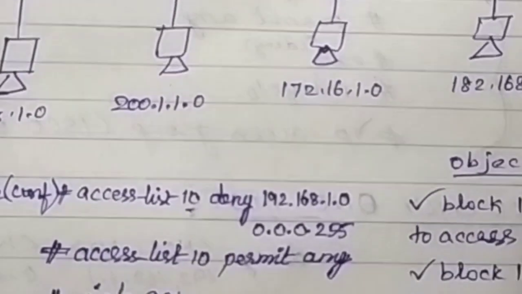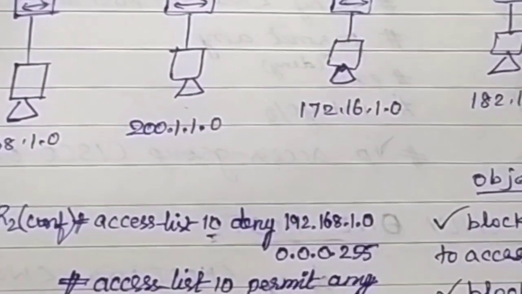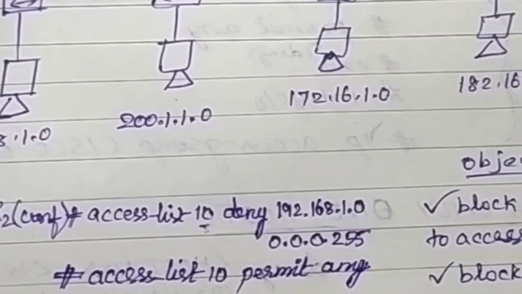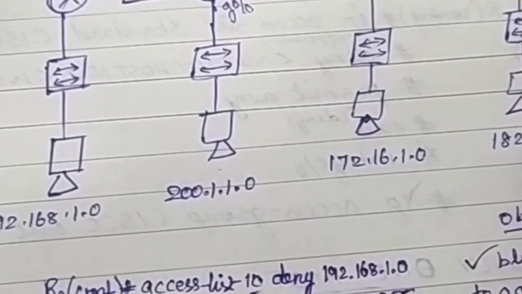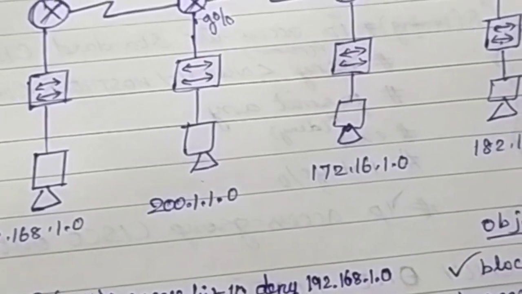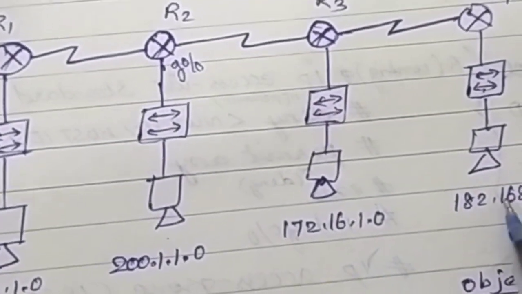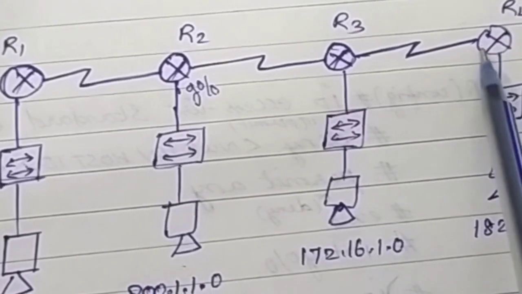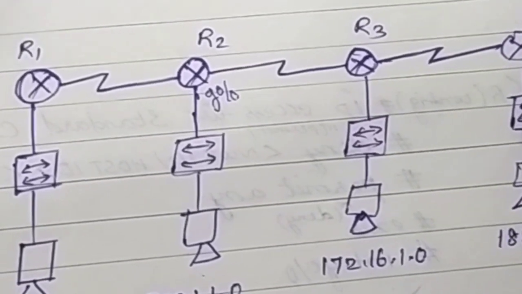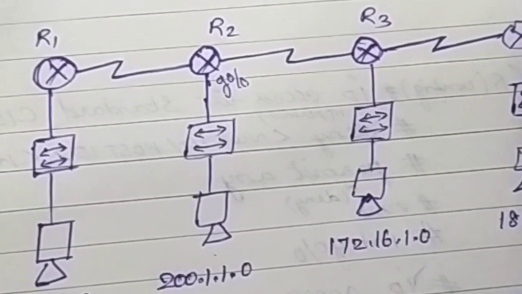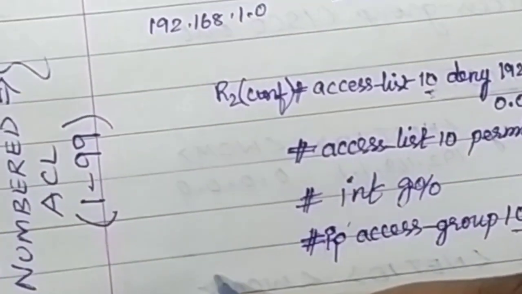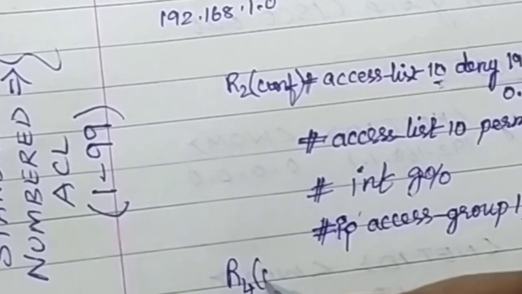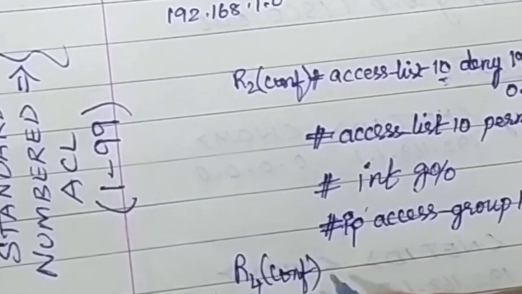So next, for the second one. What they have given is block the 172 network from accessing 182, which means I need to block this one from accessing this one. So this is my destination, and near the destination is this router, the R4 router. So I am going to configure standard ACL on this R4 router. Now I'll write the command on the R4 router.